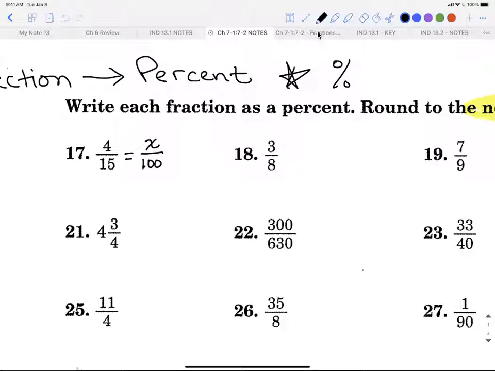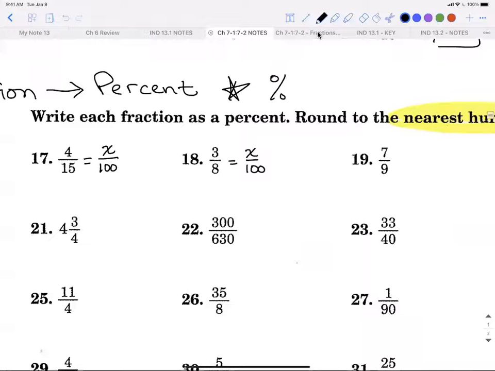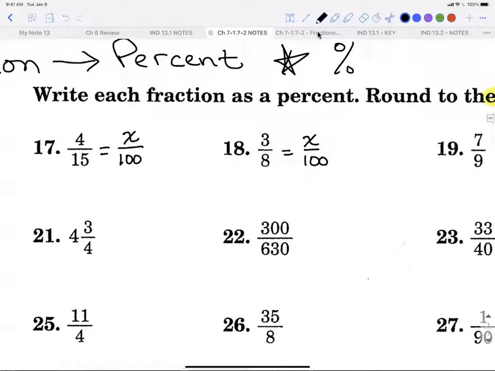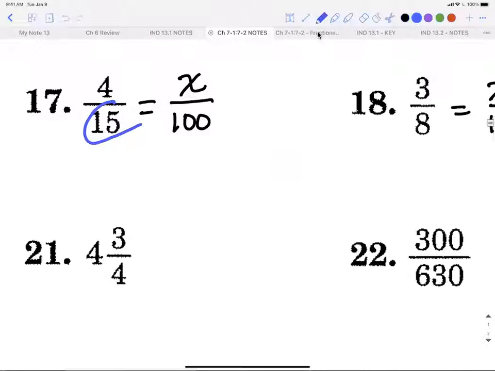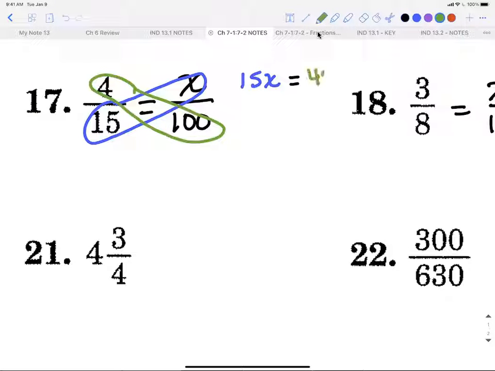Every single one of these, you're going to set it up with X over 100 as the opposite fraction. It doesn't matter what they are. Actually, I lied. We're going to do two examples because of number 21, but let's work number 17. So the butterfly says we do 15 times X, which is 15X equals, and then we butterfly the other way. 4 times 100 is 400. When we divide by 15, we get what? Somebody tell me. X equals, go ahead.